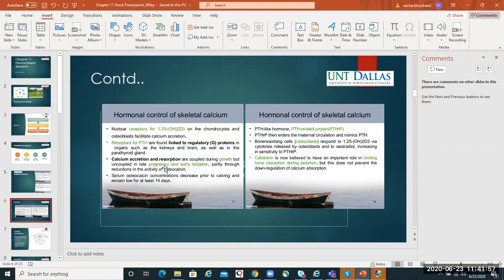We already talked about the bone resorbing cells, the osteoclasts. They respond to 1,25-(OH)2D3, that's the dihydroxycholecalciferol, we can call it.